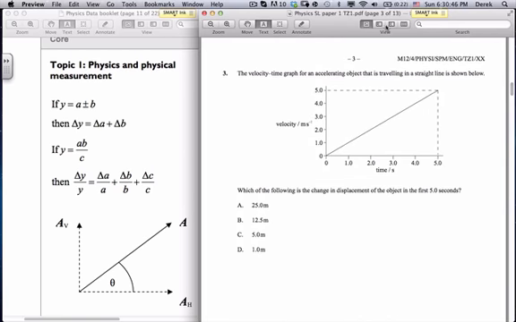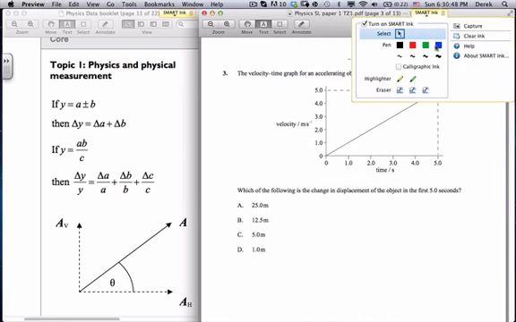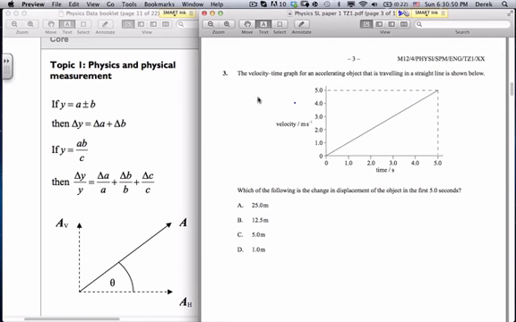Going on to question 3, we have the velocity time graph for an accelerating object that is traveling in a straight line, shown below. So we've got velocity against time. Which of the following is the change in displacement of the object for the first 5 seconds?